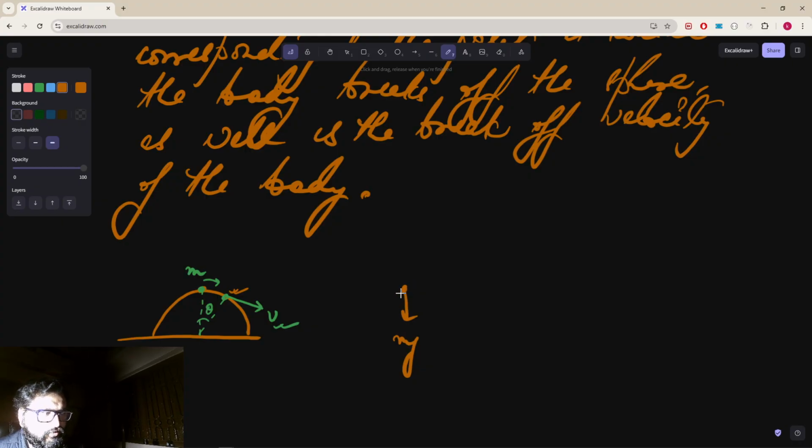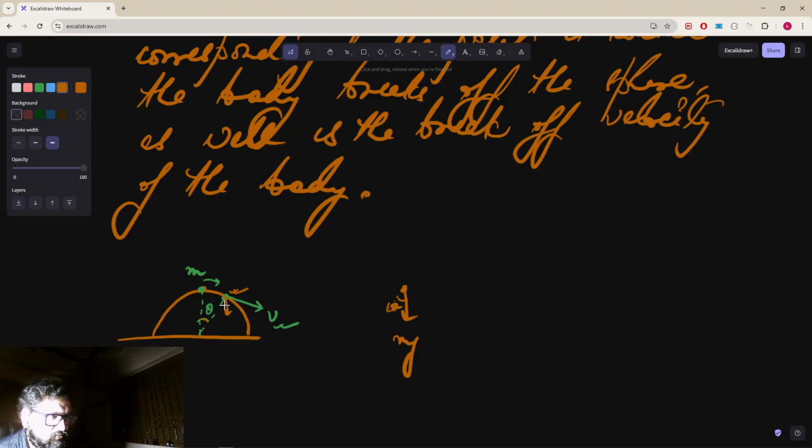There is a component of this force mg along this direction, which actually is acting as the centripetal force, which is required for this body to move in a circular path at this particular point. If this angle is theta, then this angle is also going to be theta. This is the direction of mg, right?